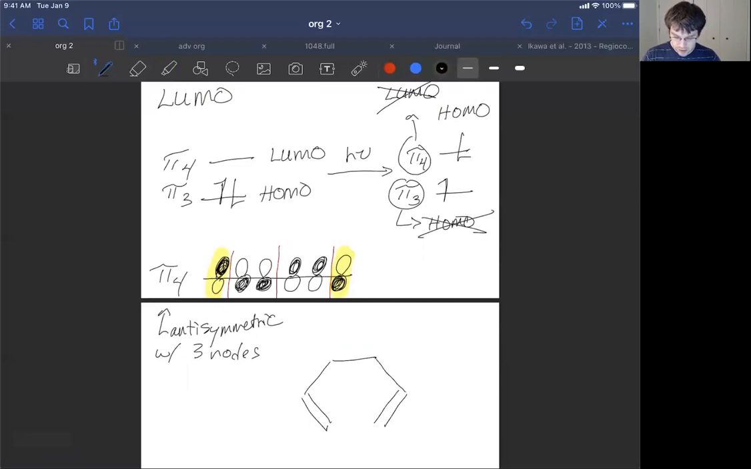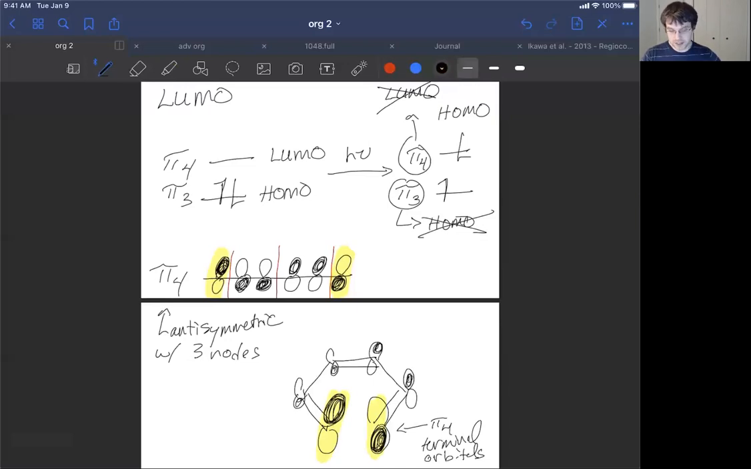So here's my hexatriene. And now I've got my orbital here, and we're antisymmetric now with pi 4. These are going to be pi 4 terminal orbitals. We could draw all of the other p orbitals if we wanted to. We don't have to, though, because it's the end caps that we care about. It's the end caps that twist into each other to get to head-to-head overlap to get to a sigma bond.